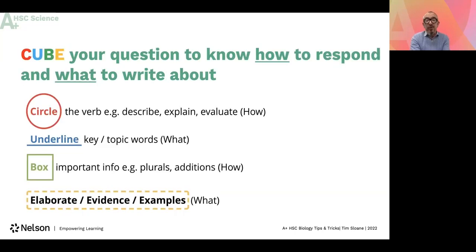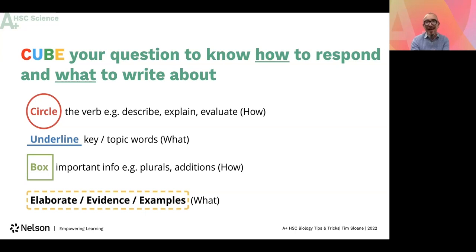So I mentioned the acronym CUBE. Again, it's quite widespread, but for those that aren't familiar with it, when you're faced with a question, and this is typically applied to all your shorter and longer response questions, try and get into the habit of circling the verb. I mentioned that the significant majority of your paper will be pitched at that explain level, and where students lose easy marks is where they stop short and answer at the identify or the describe level. So we circle the verb, we then underline the key content of the question as it relates in this case to biology, and then box important information. And again, you'll see this with some of the examples I take you through.